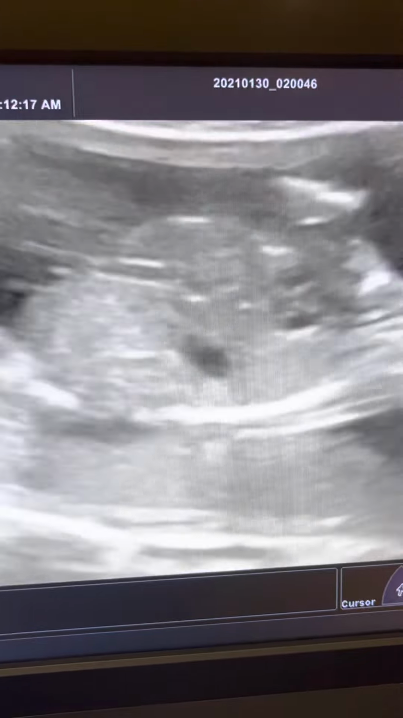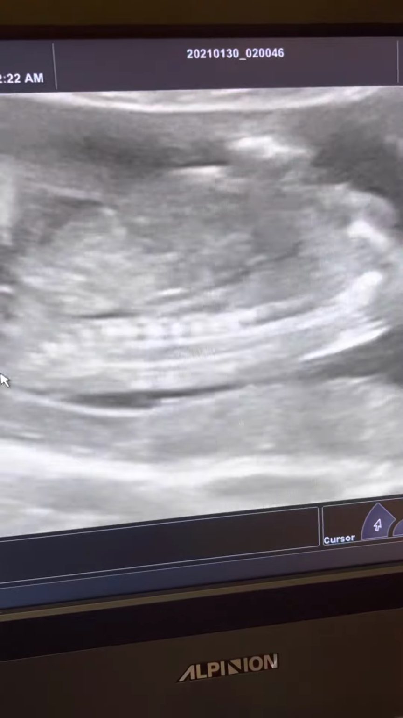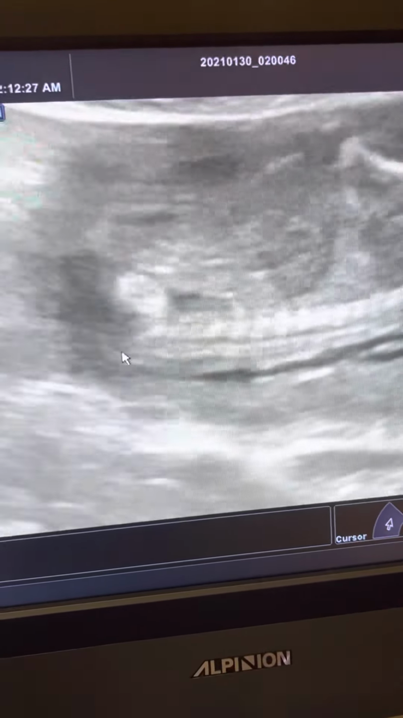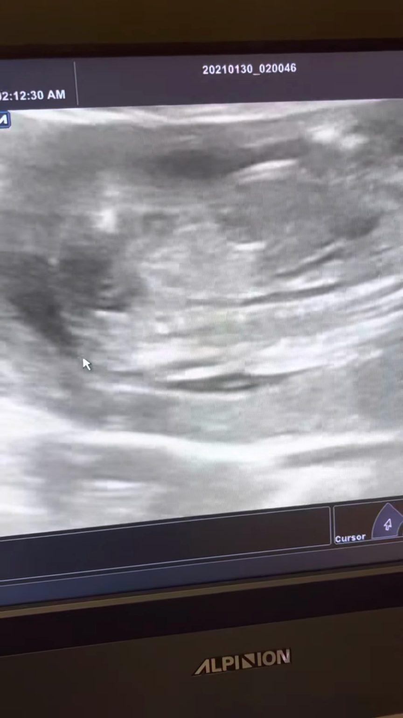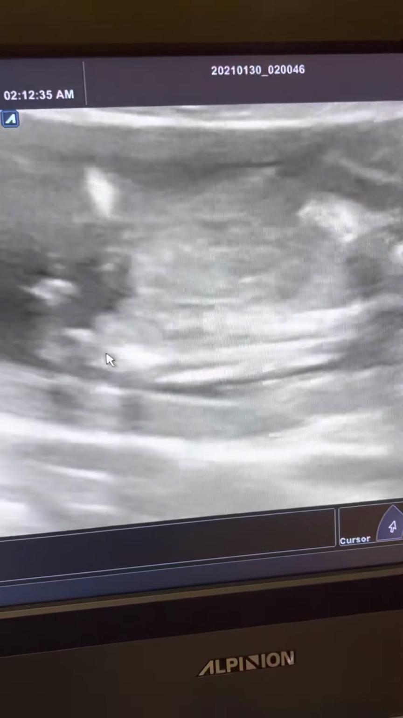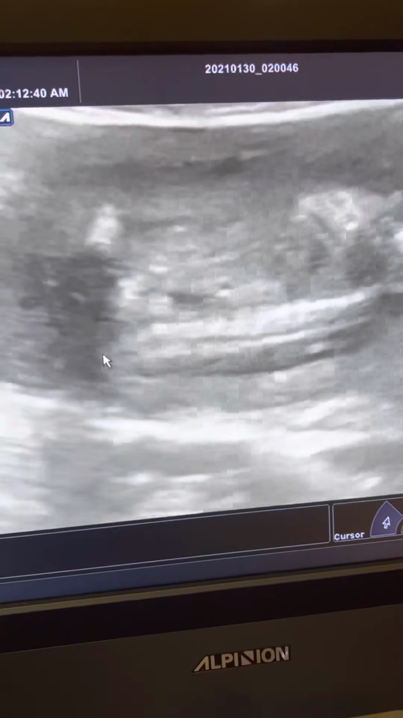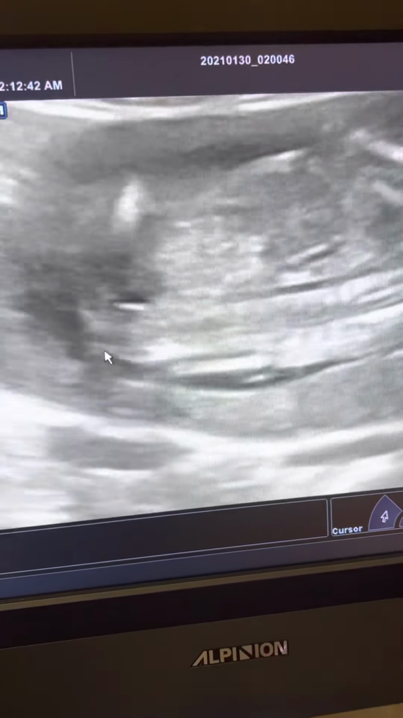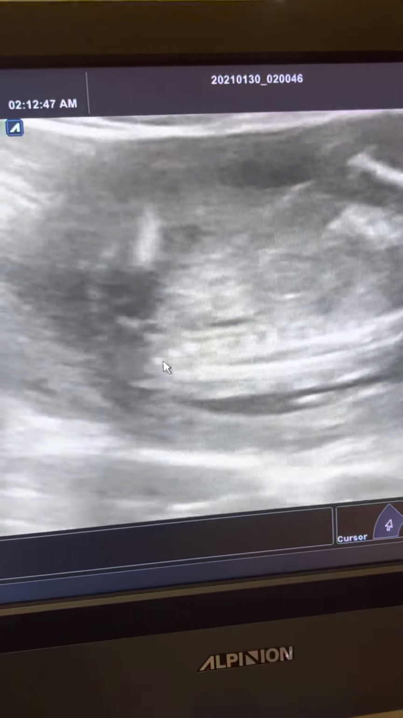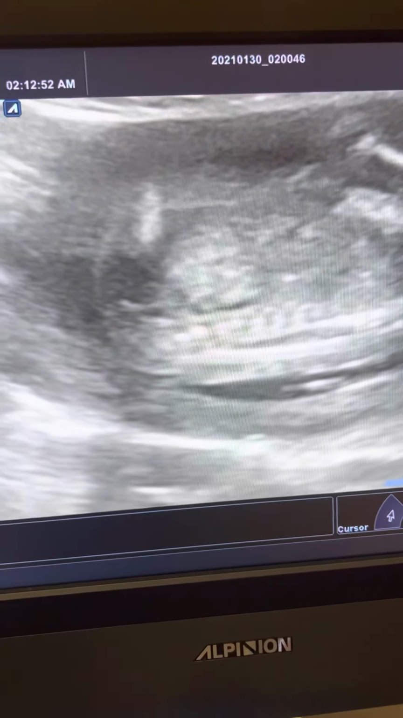We can see the spine from the neck to the chest, and especially the lumbosacral area of the spine, it's intact. The bony structures are intact, no defect or cord hernia or any sign of myelomeningocele is noted. So we have here the spine.